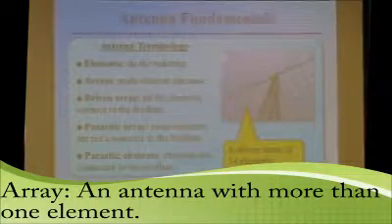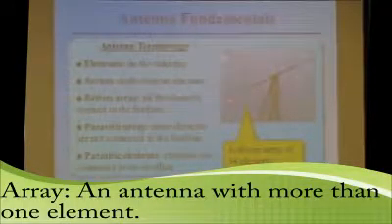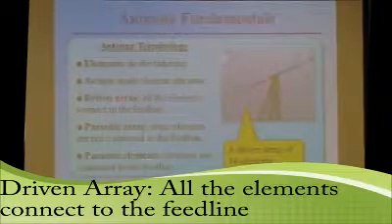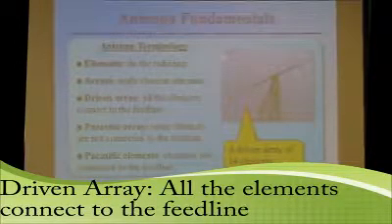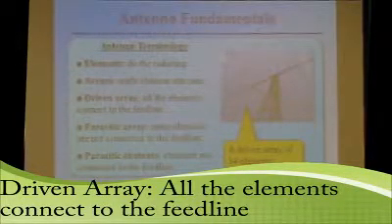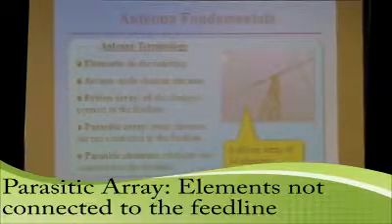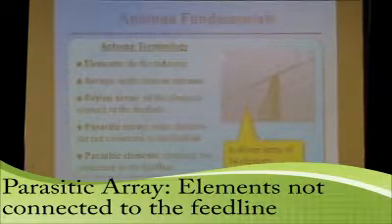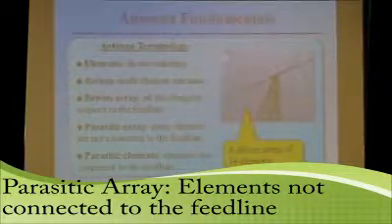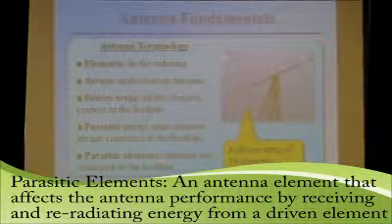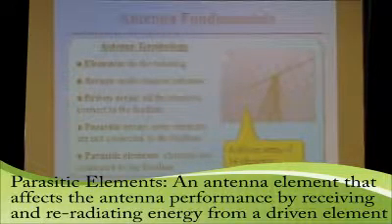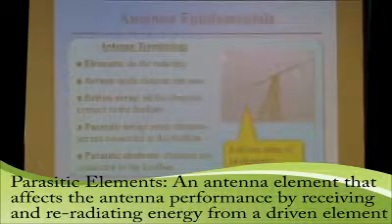An array is a multi-element antenna. This is an array. A driven array is where all the elements are connected to the feed line. In this particular case, it's a driven array of 14 elements. All these elements are connected to the feed line. Most ham beams are not driven arrays, they're parasitic arrays, where some elements are connected to the feed line and some are not. And the parasitic elements are the elements that are not connected to the feed line. We'll discuss how that works in a little bit.